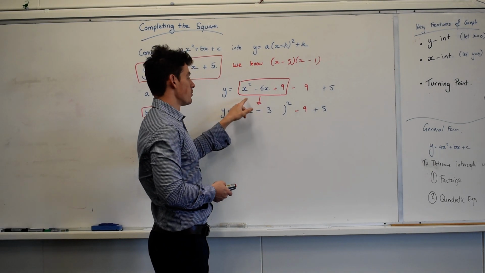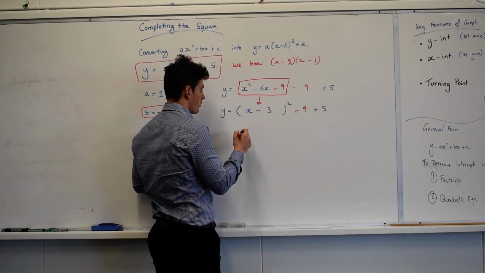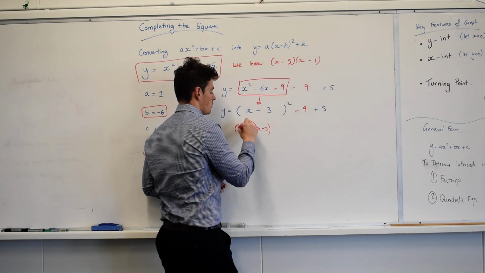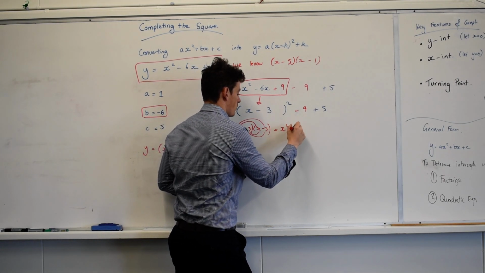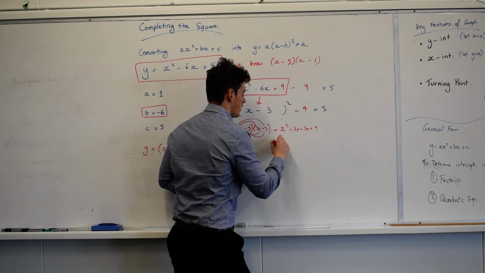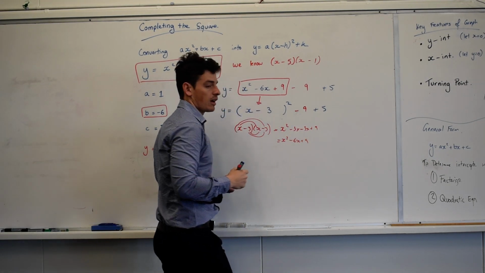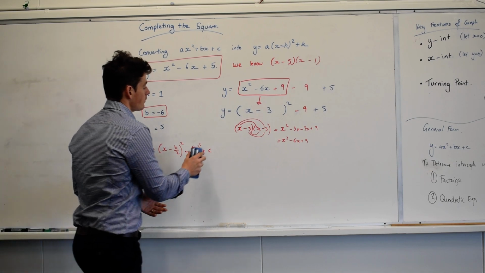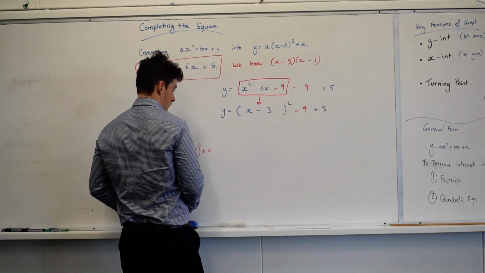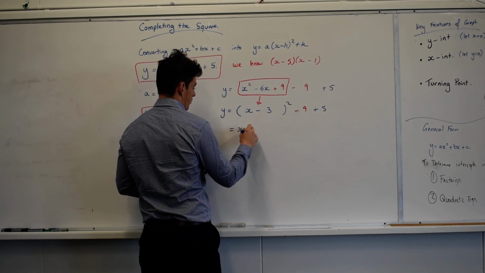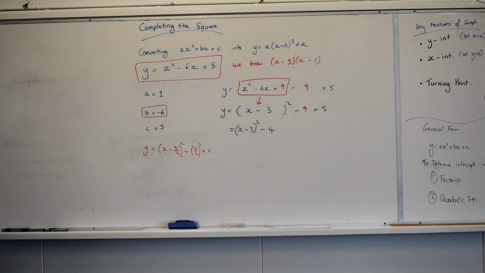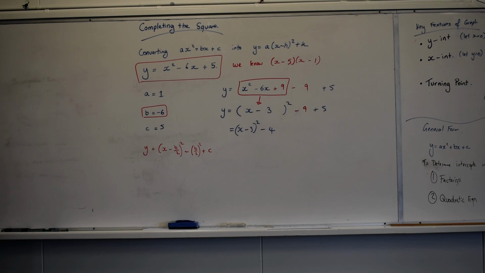Now I could expand that to prove that it becomes the same thing, and I might just do that to prove that this works. So I get x minus 3, x minus 3, x squared minus 3x plus 9, x squared minus 6x plus 9. Are we happy with that? That is equivalent to that there. Good. What am I left with? X minus 3 squared minus 4. What have I done? Put it in turning point form.